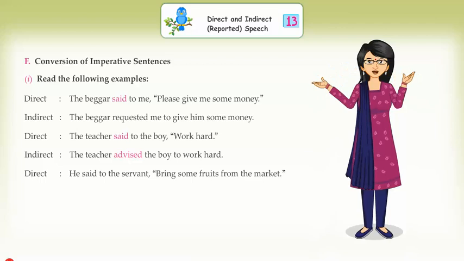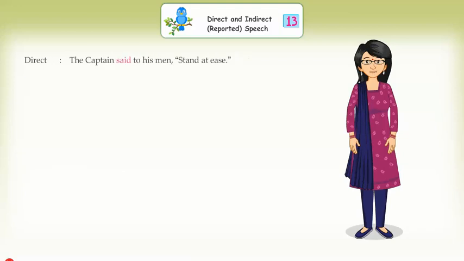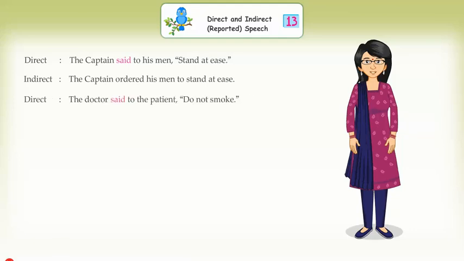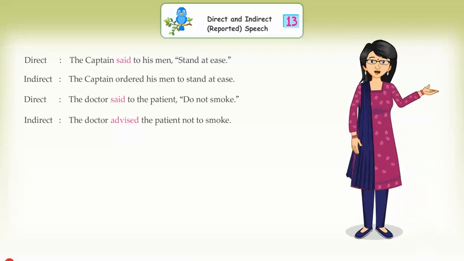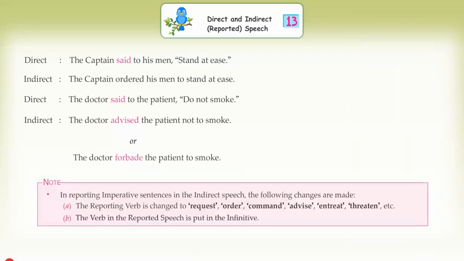Direct, he said to the servant, bring some fruits from the market. Indirect, he ordered the servant to bring some fruits from the market. Direct, the captain said to his men, stand at ease. Indirect, the captain ordered his men to stand at ease. Direct, the doctor said to the patient, do not smoke. Indirect, the doctor advised the patient not to smoke. Or, the doctor forbade the patient to smoke.